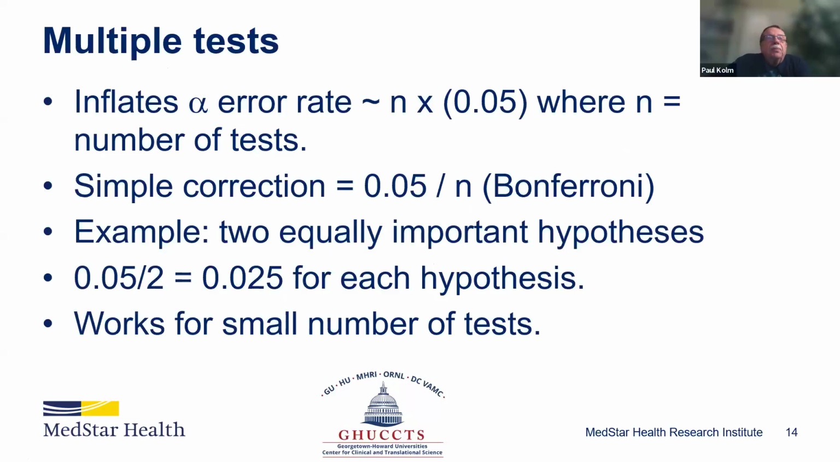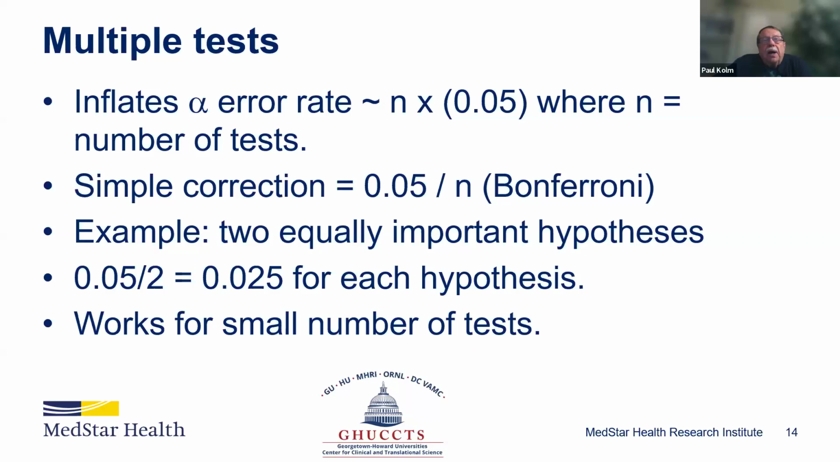The issue comes, though, when we do multiple testing. If we do multiple testing, what we end up doing is inflating the alpha error rate. It's inflated by a factor of n times 0.05, where n is the number of tests. I'm going to use 0.05 here because that's the alpha error rate typically used, though we could set it at 0.01 or 0.001 or whatever we might want to, or even 0.06. To control for multiple testing, a simple correction would be to divide our alpha error rate by the number of tests we're going to do. And this is the well-known Bonferroni correction for multiple testing.